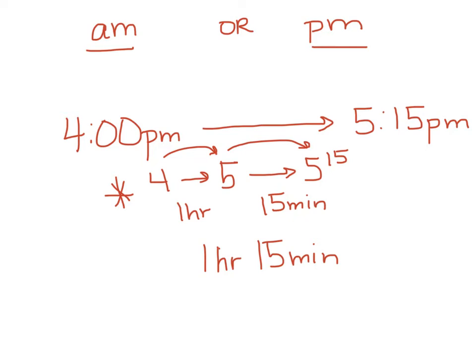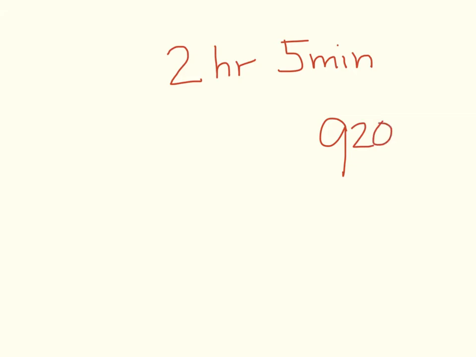Now, example 4 in your book gives us another one to look at. It says Raven and her friends attended a movie that was 2 hours and 5 minutes long. We are told the amount of elapsed time, so we're told what's in between. And we're also told that it ends at 9:20 p.m.